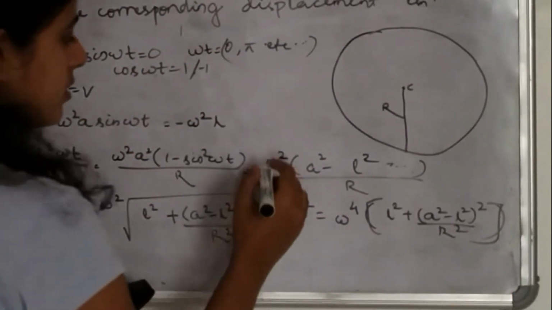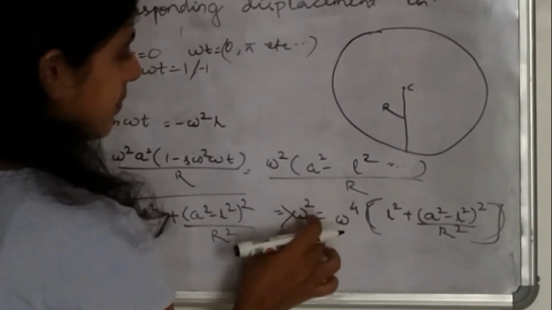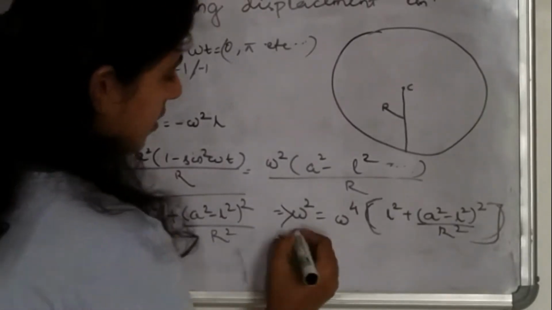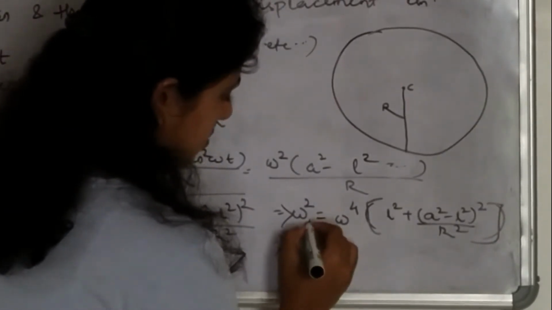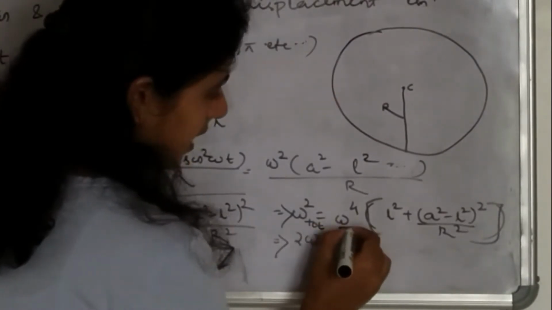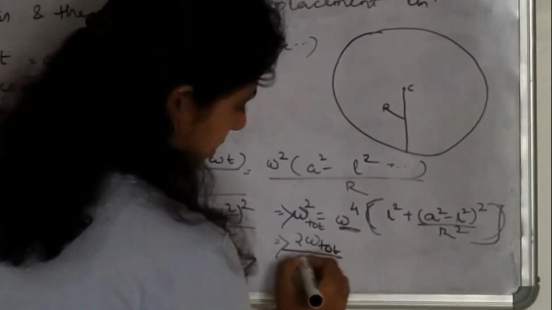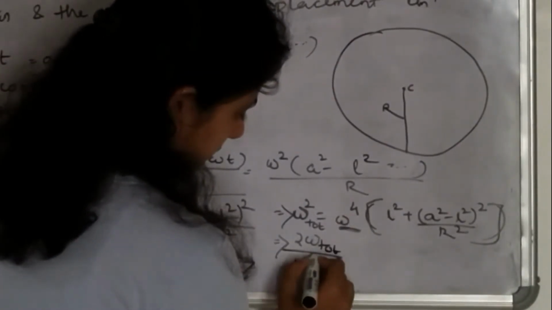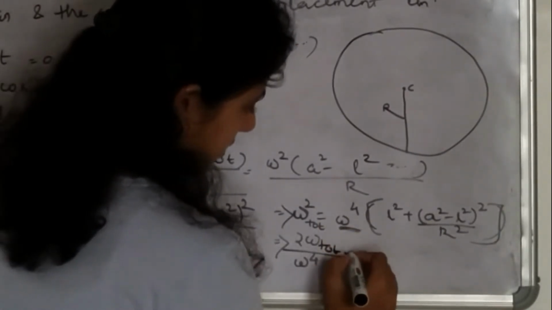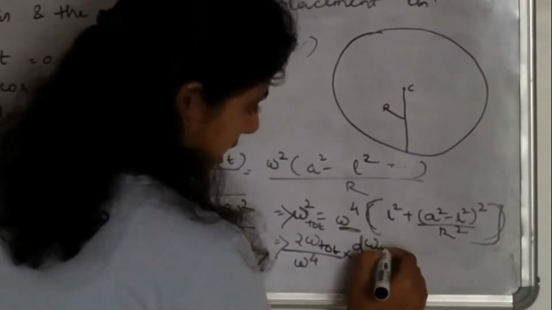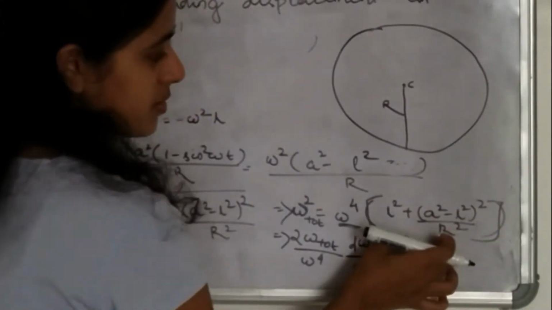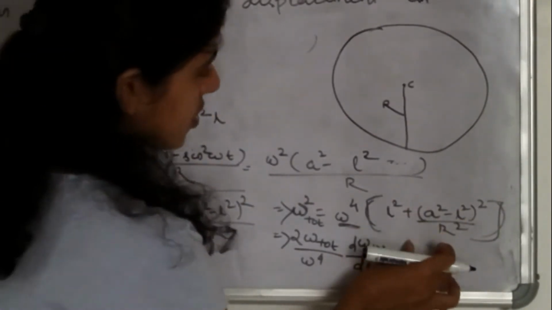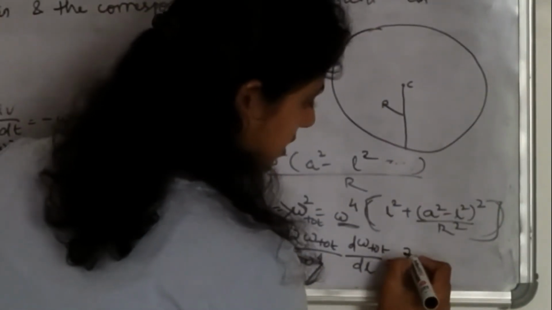This much. So by differentiating this with respect to L, what have we got? 2 total acceleration, this will be total acceleration and this is omega, divided by... if we take this to this side, d total acceleration divided by dL is equal to the differentiation of this term with respect to L.